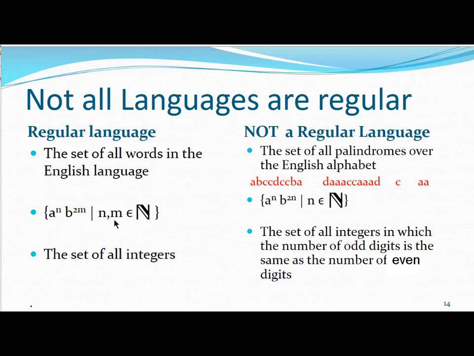Okay, what about this language? I say this one is regular, a to the n, b to the 2m, where we've got an n and m here. Here I've got a to the n, b to the 2n with just an n. What's the difference between those two? Because this one's regular, this one is not regular.